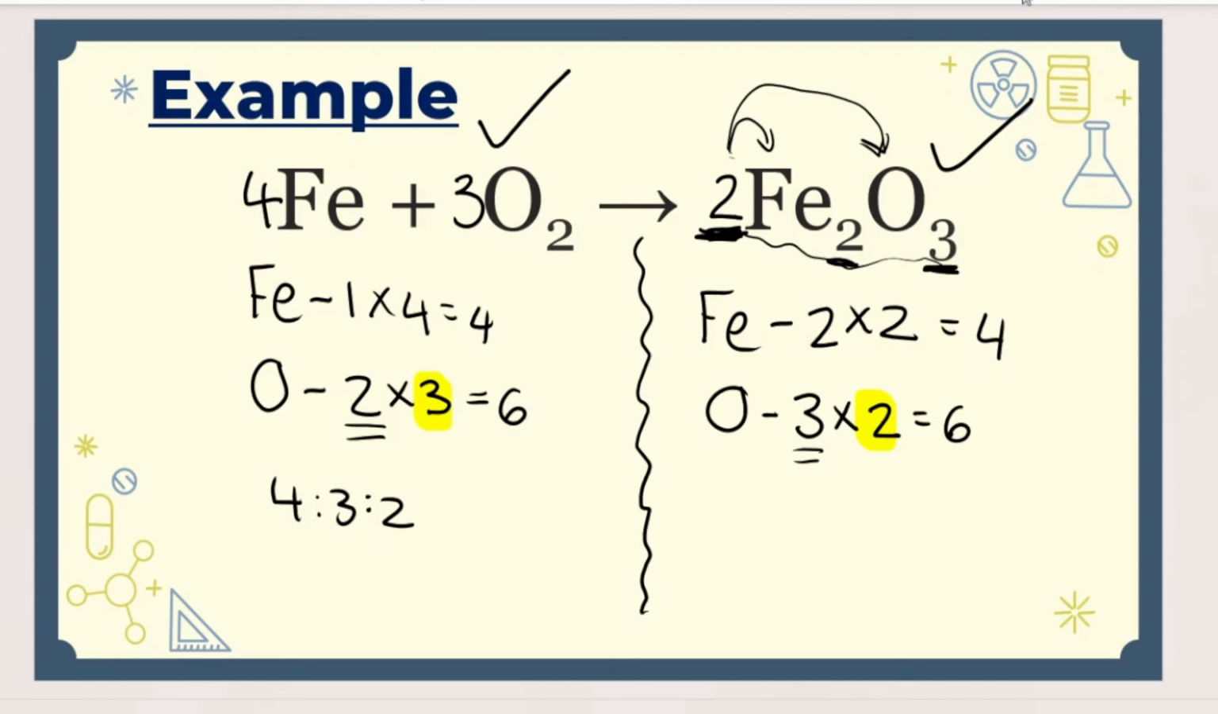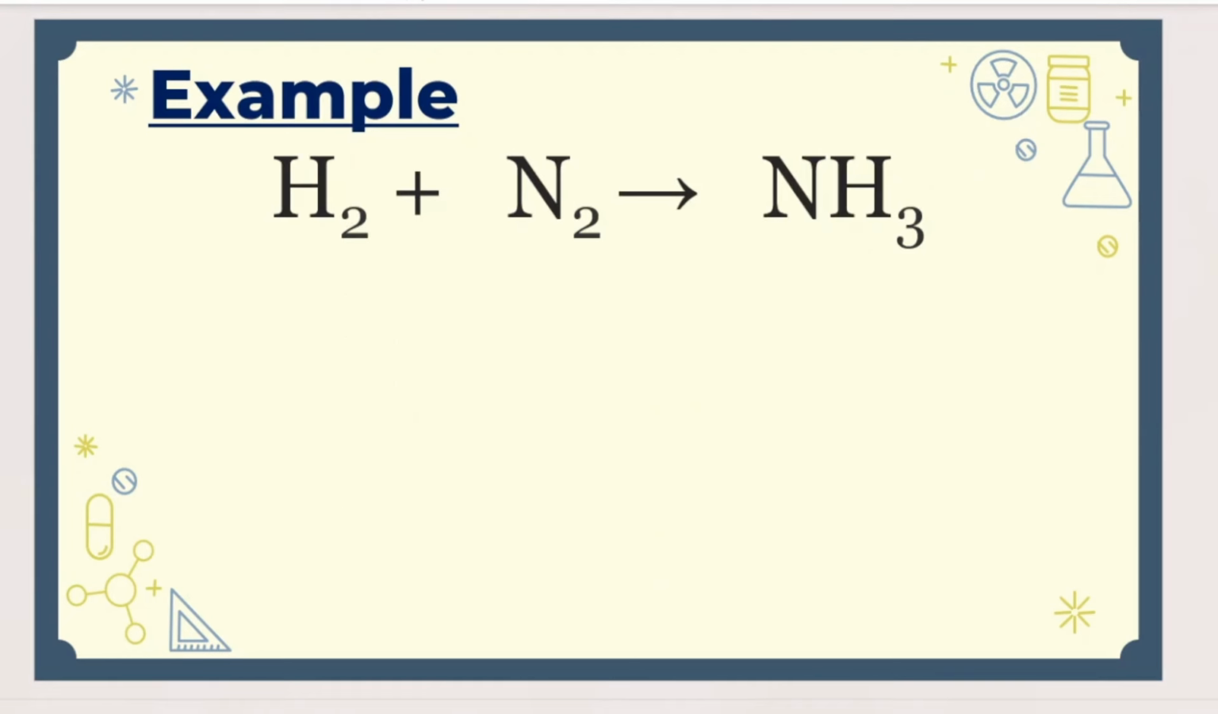Let's do another one. In this reaction, I have hydrogen gas reacting with nitrogen gas to produce ammonia. Again, I'm going to take it nice and easy, and I'm going to divide my page into reactants and products. I've got 2 hydrogens on this side, 2 nitrogens on this side.